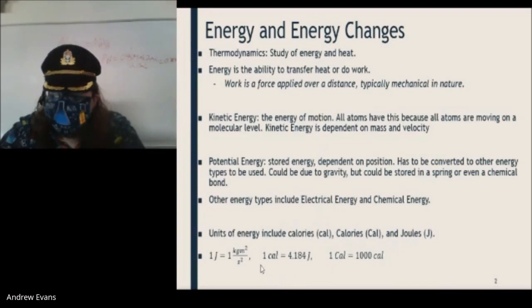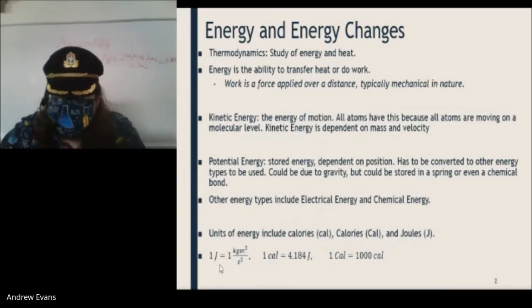A joule is thought of as a force applied over a distance, and the force is usually mass times acceleration. So a joule is actually equal to 1 kilogram meter squared per second squared. Just like molarity was a mole per liter, a joule is a kilogram meter squared per second squared. But typically, we're just going to leave this as a joule.